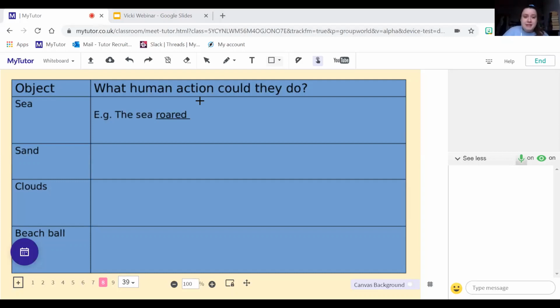The clouds wept, lovely. The beach ball leaped, the sand spread. Clouds can cry, yeah, I think they probably can. That's a really nice one, actually. The beach ball danced, the sun wrestled with the starfish. Lovely, these are fantastic, guys. Yep, absolutely, you've really got a hang of that. Lovely. Right, okay, let's move on.